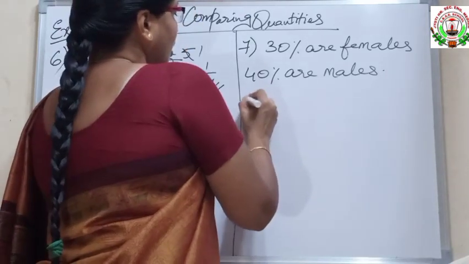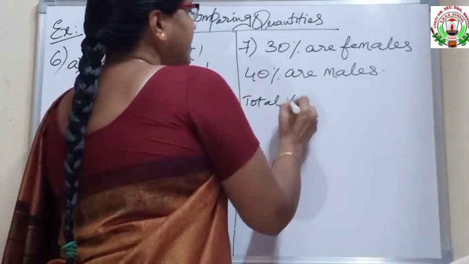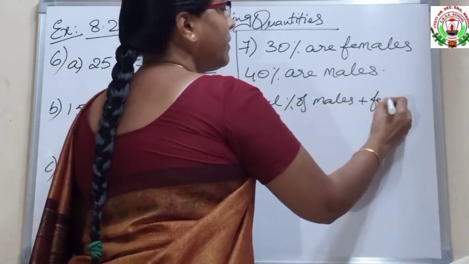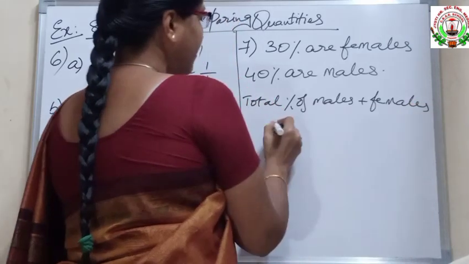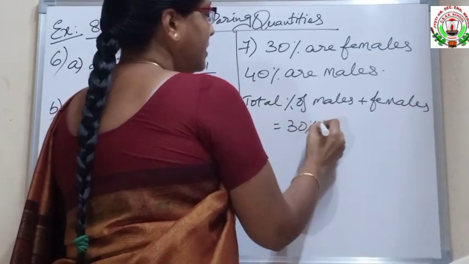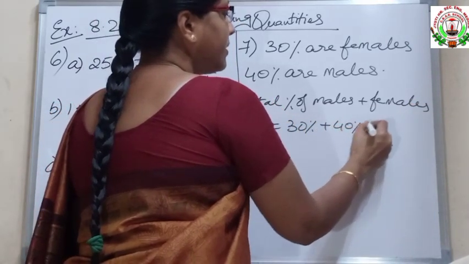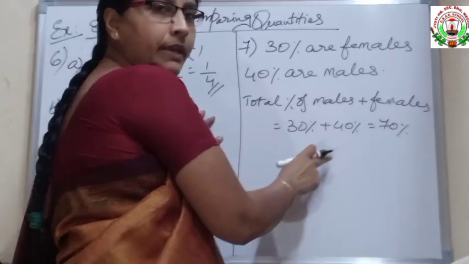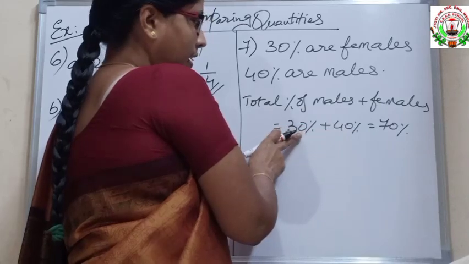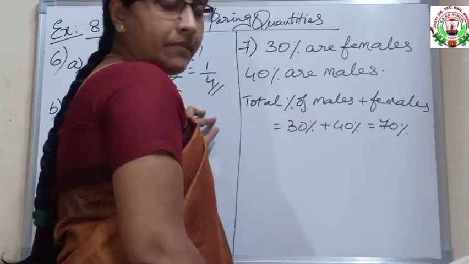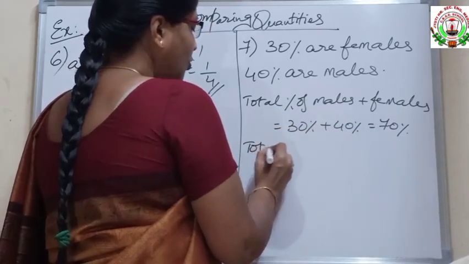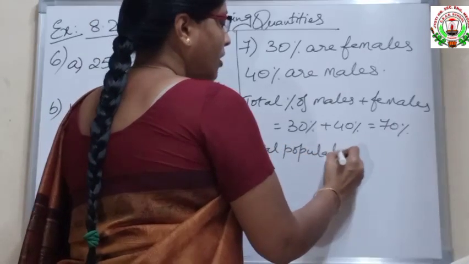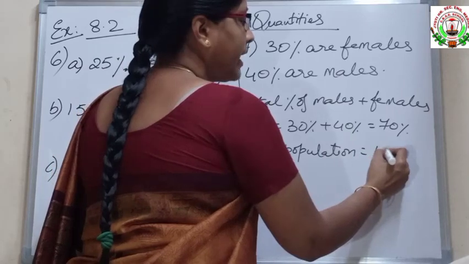See, the total percent of males plus females will be 30% plus 40%, that is 70%. It means the total percent of males and females. First we have taken it as 30 plus 40, it is 70%. Now see, the total population will be 100%.